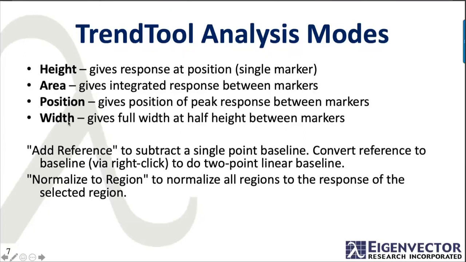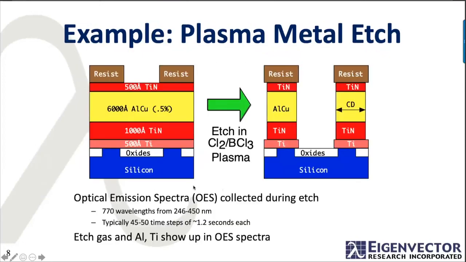And then width gives the full width at half max between the markers. You can do this add reference to subtract a single point baseline, or you can convert your reference to a baseline and do a 2-point linear baseline. And then normalize to region to normalize all regions to the response of a selected region. Okay, so let's do an example. And this should be a lot more obvious if we do that.